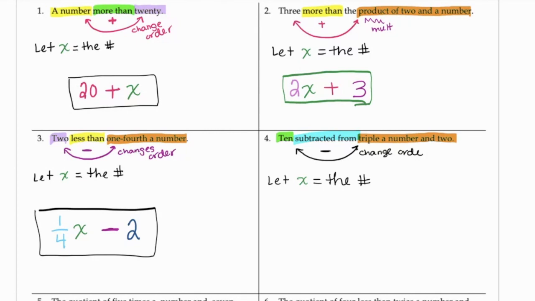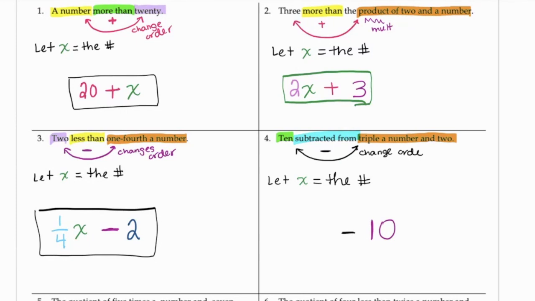Okay, so now that I know that, I'm going to put my minus down because I know we're subtracting, but that 10, which was in front, right? It says 10 subtracted from. That 10 is going in back now. So we got 10 subtracted from triple a number and 2.